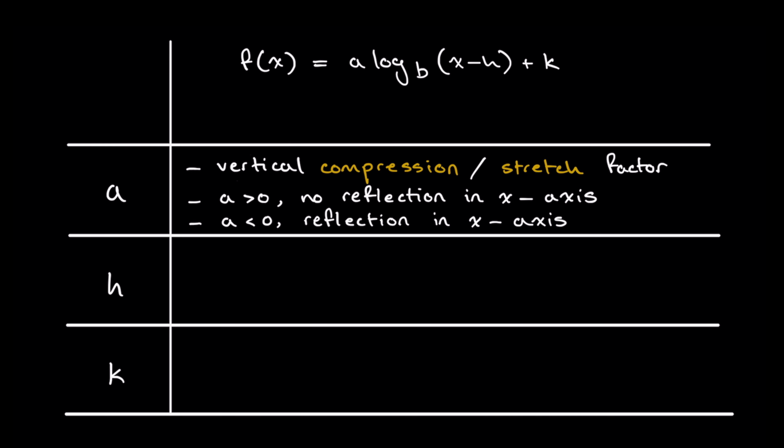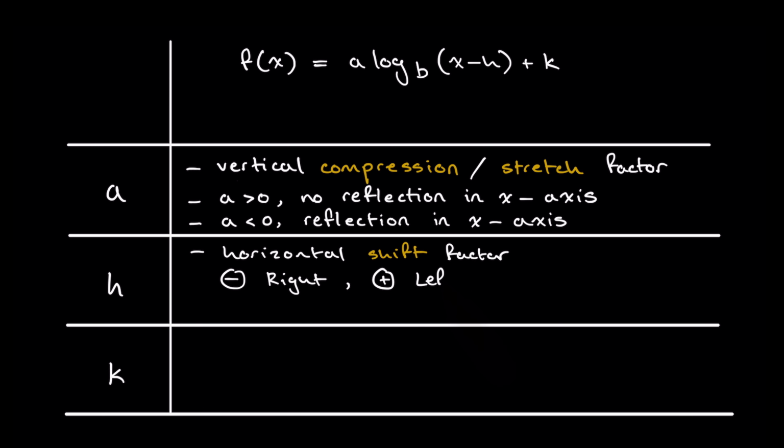Now the next constant is h, and this is the horizontal shift factor. And this one's kind of funny because it's placed within the logarithmic function, as in it's affected by the log itself. And so everything within that sort of category is going to have the opposite effect as its sign. So when h is negative, the entire function gets shifted to the right, but when h is positive, it gets shifted to the left.